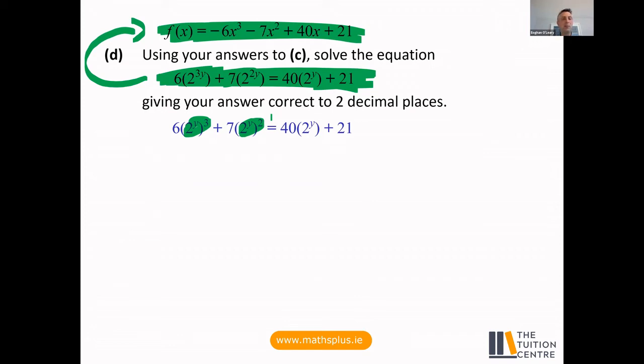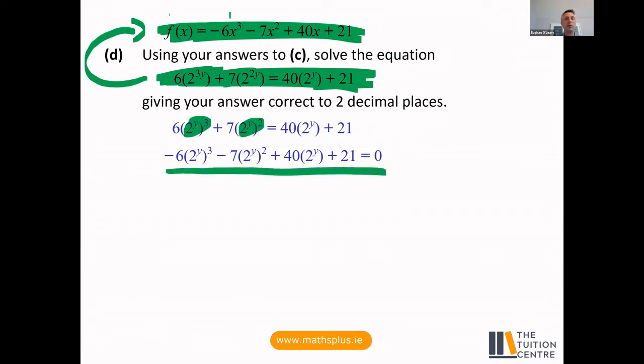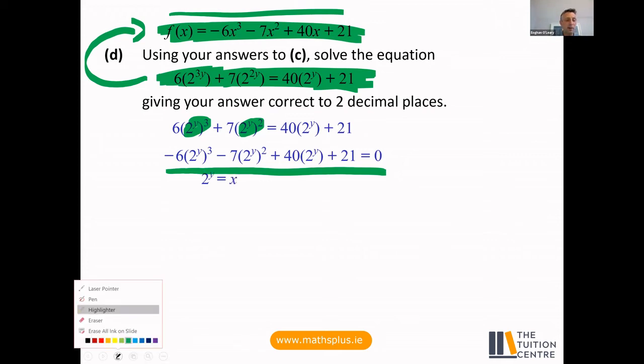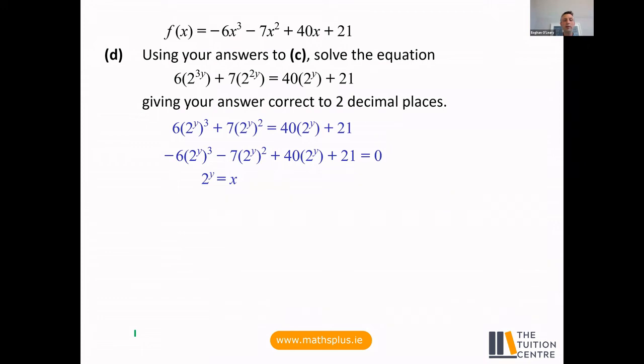What happens next? Well, I can then rearrange this equation to have the coefficients looking exactly the same as I had up here at the very top. So it's minus 6 times 2 to the y to the power of 3, minus 7 times 2 to the y to the power of 2, plus 40 times 2 to the power of y, plus 21 equals 0. What do I do then? I'm going to use this trick where I let 2 to the power of y equal x. And why I do that is because it then makes the question look easier.